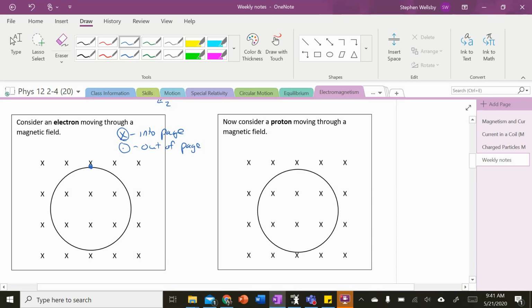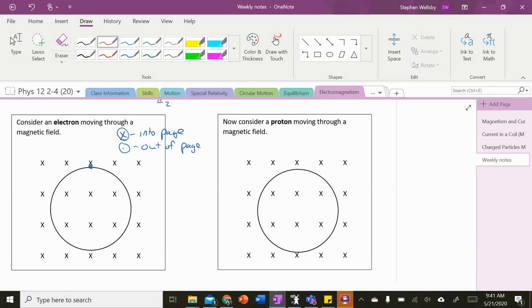So let's line up our hands. We're going to line up our three fingers so that they are aligned with the magnetic field, in this case into the page. And what direction is the force going to have to be if it's following a circle? Well, let's think back to centripetal forces or centripetal motion.